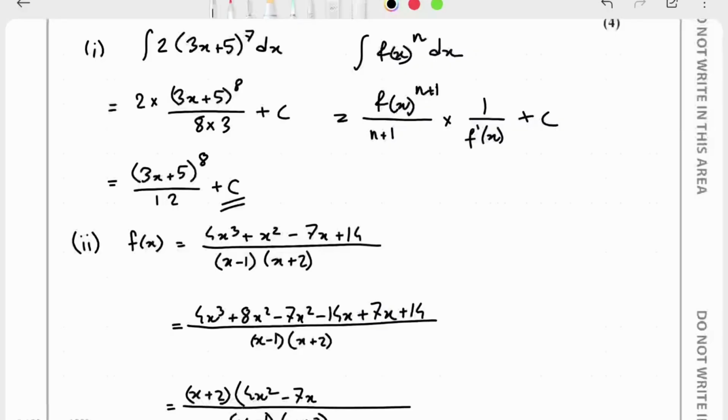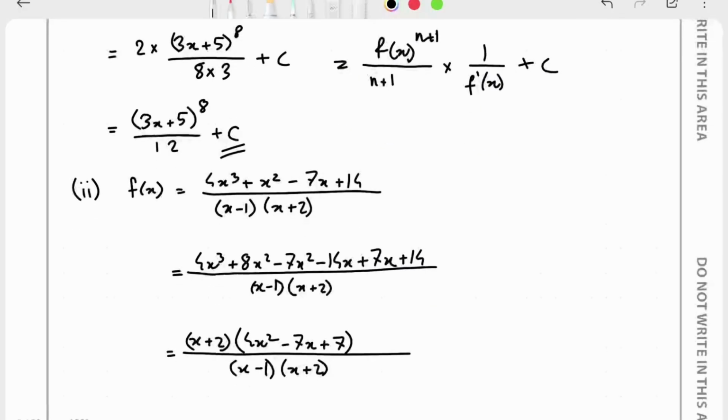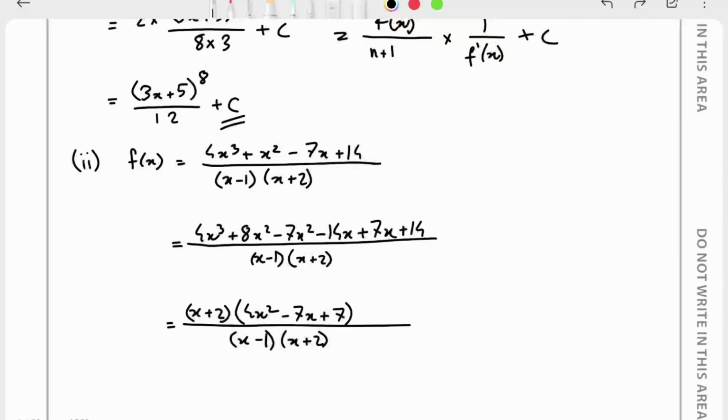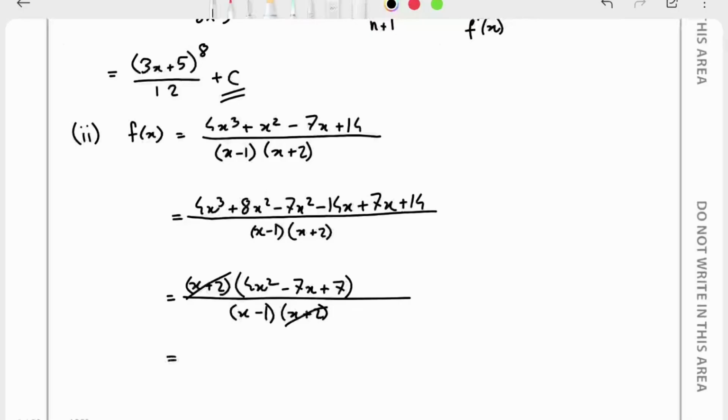And in order to take x plus 2 as common, we need to take plus 7. We need to write plus 7 here. So 7 times x is 7x. 7 times 2 is 14. So that's the third line method. We have taken x plus 2 common, so we can simply cut them down. Now it's 4x squared minus 7x plus 7 divided by x minus 1.